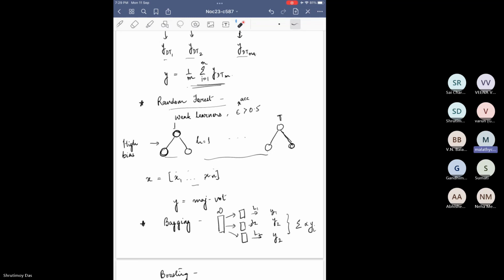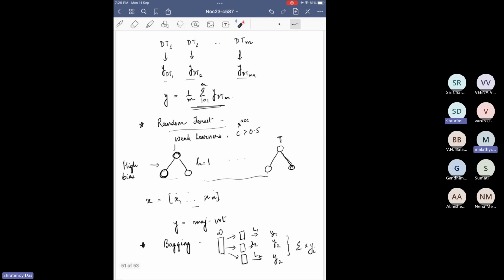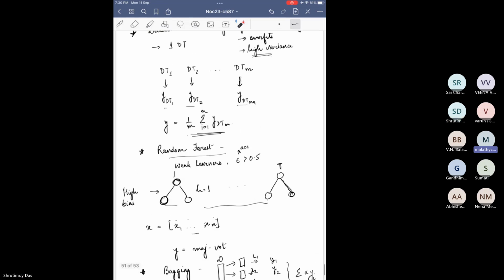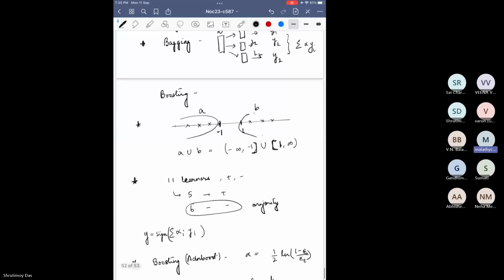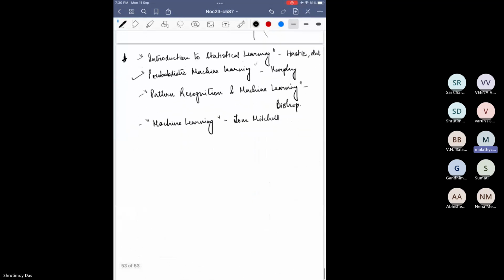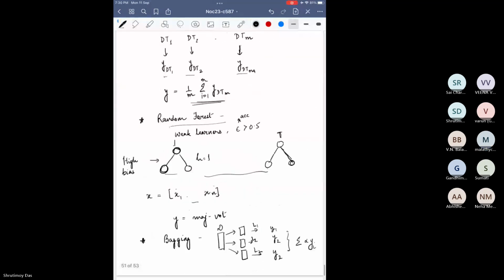Sir, actually, my understanding is each individual weak learner is competent in one part of the problem. Yes. Then by combining them, the strength of each learner will be combined together. Yes. But how do we know that a particular learner is strong in a particular part of the problem?